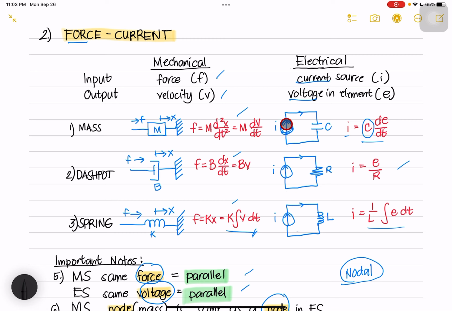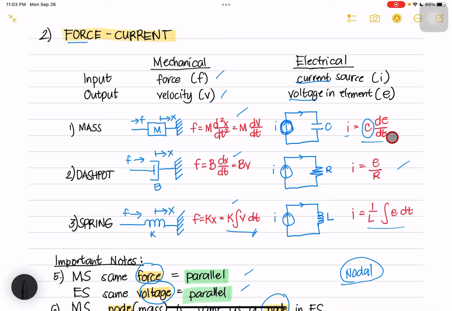So, this is the look of a current source. Earlier it was the letter E. Now, for current, it is this arrow. This is standard in electrical systems. So, for current, the equivalent of mass is no longer the inductor. Earlier it was the inductor. Now, the current equivalent is C, capacitor, capacitance, times dE over dt.